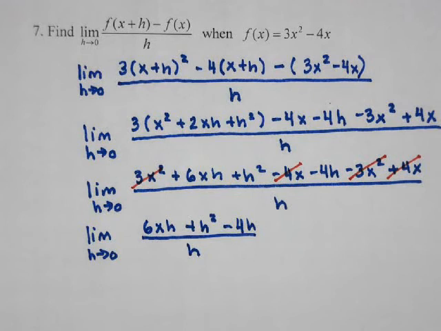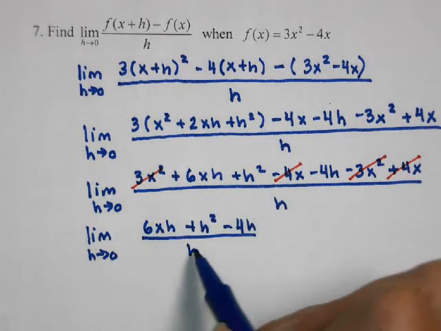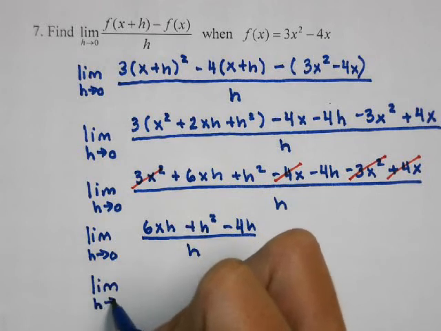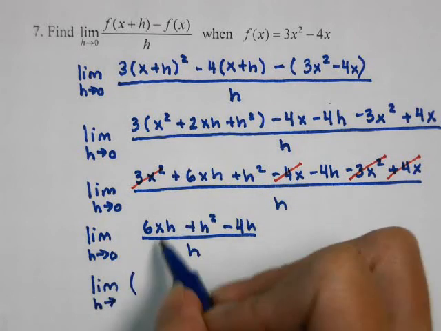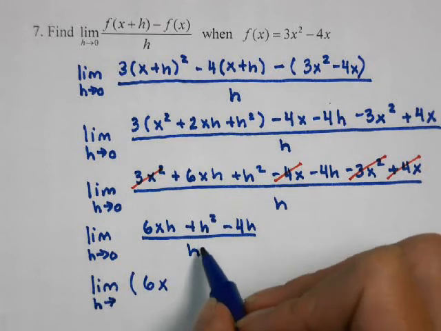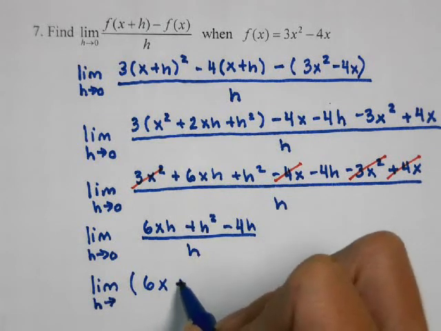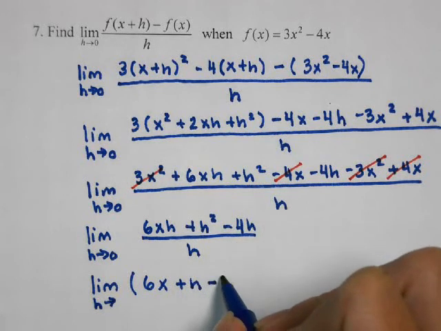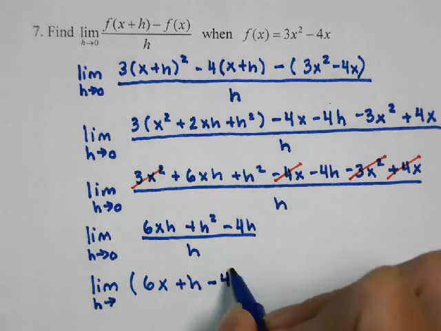Well, everything in that numerator has an h in it, so I can divide all of them by h. And this limit just goes along for the ride until we get that. So 6xh divided by h is 6x. h squared divided by h is h. And then negative 4h divided by h is negative 4.